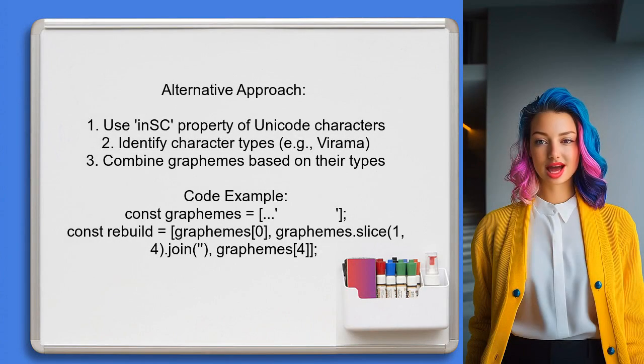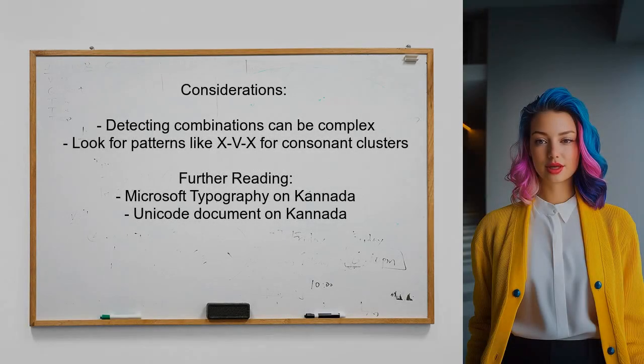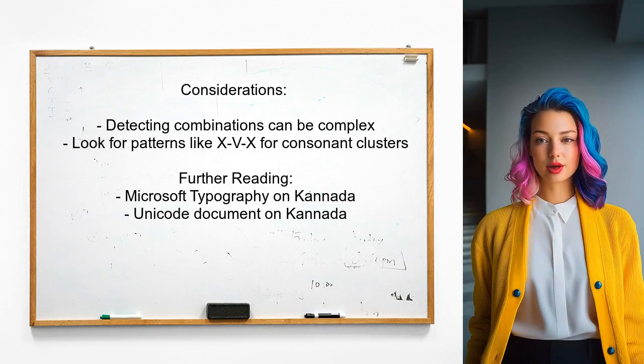Now, let's dive into a different answer from another user. This user suggests using the InSC property of Unicode characters to identify syllabic clusters in Kannada words. By checking the type of each character, you can determine which graphemes need to be combined. For example, the character is a virama, indicating a consonant cluster. The user provides a code snippet that demonstrates how to rebuild the syllabic clusters from individual graphemes. However, the user notes that detecting which characters to combine can be complex, especially with patterns like consonant clusters. They recommend further reading on syllable clusters for better understanding.